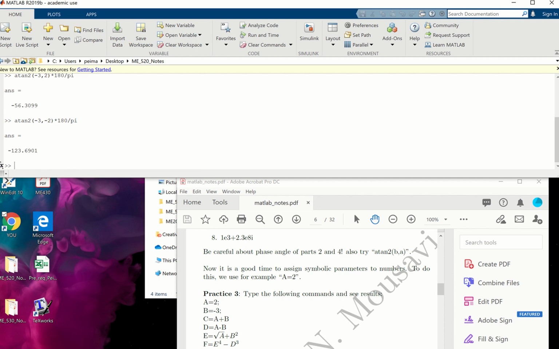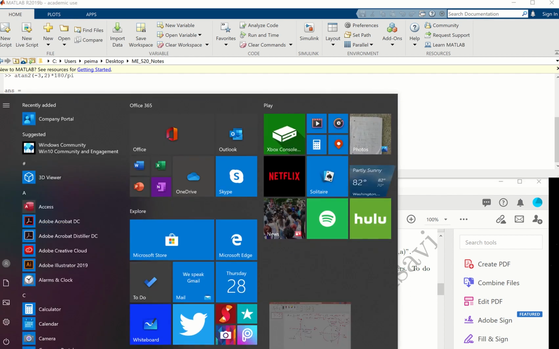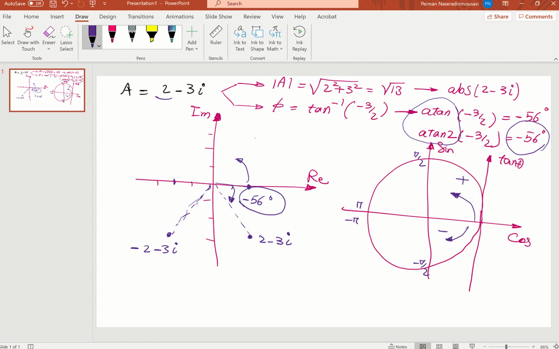If you look at here, this angle is how much? Minus 123.4, whatever it is, this angle. Understand? So atan2 now gives you the third quarter, but here you are in the fourth quarter. For this number, you're in the fourth quarter. This is the third quarter. Understand?